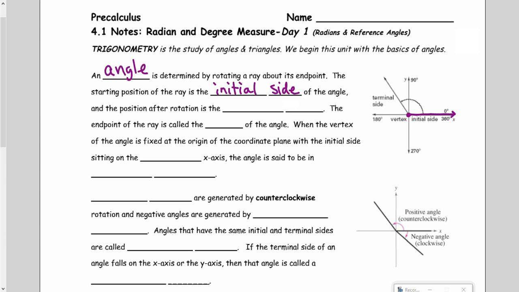And then where it ends after we've rotated it is called the terminal side. So those are the two sides of our angle. The endpoint of the ray is called the vertex of the angle.